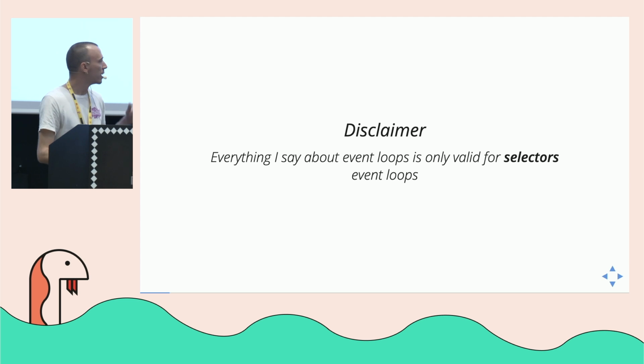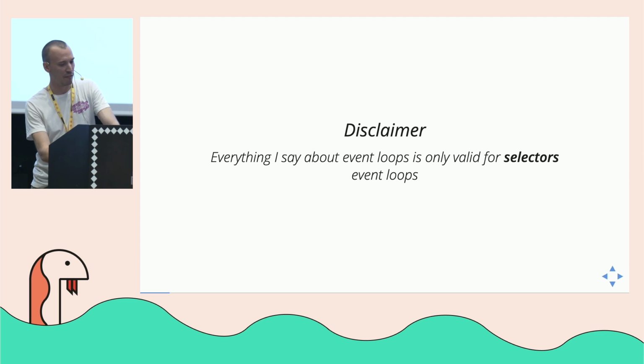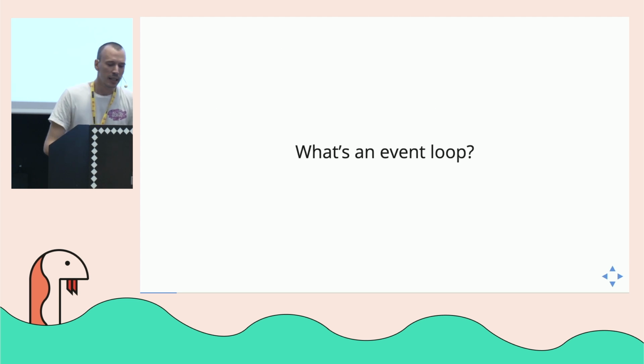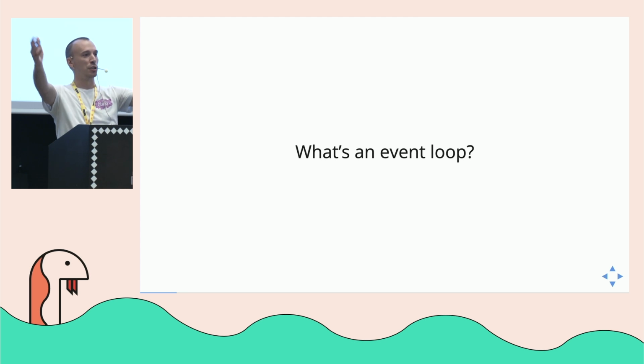And also, another disclaimer, everything I say about event loops is valid only for selectors. So I'm sorry if you're on Windows, you have the proactor event loop. I don't really know how that works. Whatever. So first question: what's an event loop?